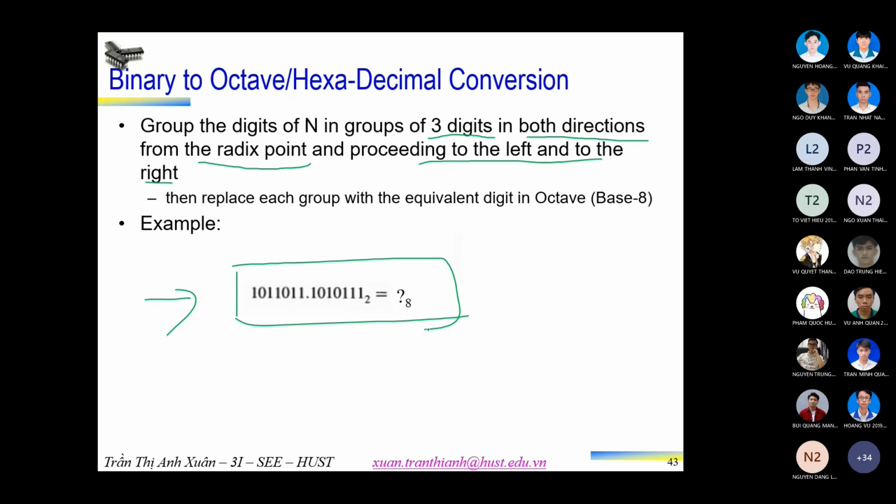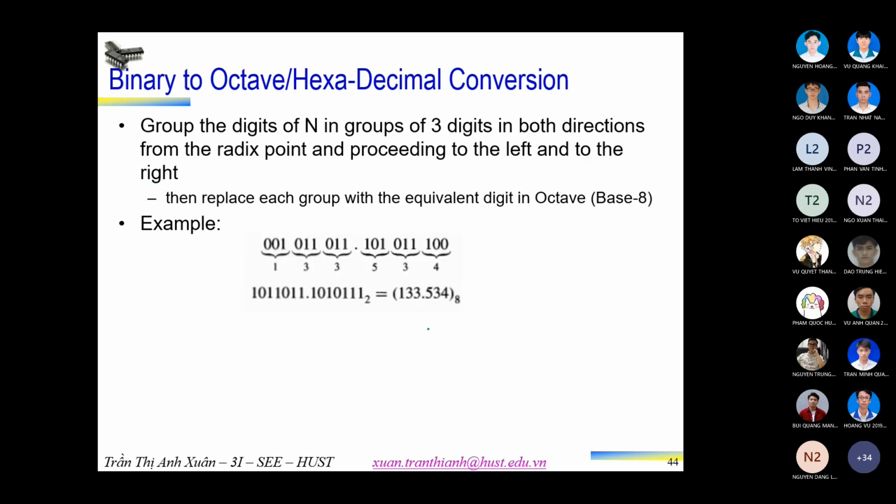Trung Hiếu is okay. So I think all of you understand this rule. This is easy. For this rule, you can see here, this is what we call octal. We can group the 3 digits from the octal point, proceeding to the left for the integer part, and for the fraction part, we proceed to the right.